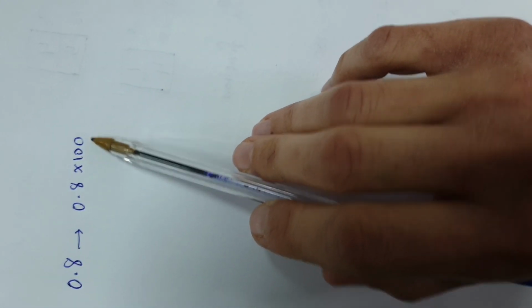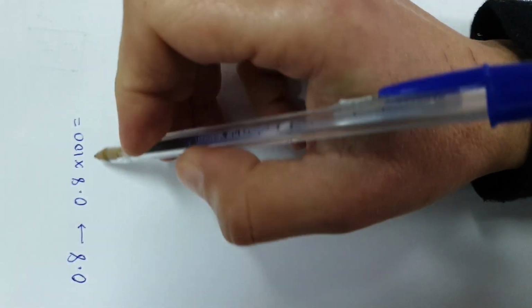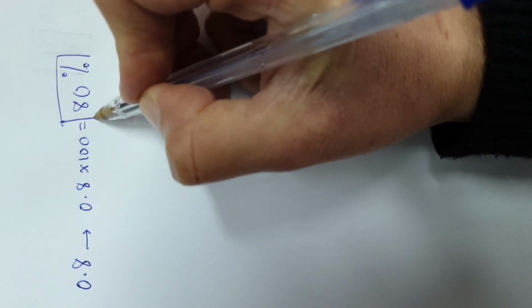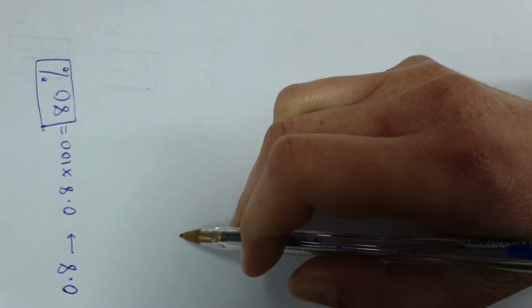Today we're going to study how to convert a decimal and a fraction into a percent. So if you're given a decimal such as 0.8 and I need to convert it into a percentage, I'm going to multiply the decimal by 100. So 0.8 multiplied by 100 gives me 80%. And of course, please don't forget the percentage sign.